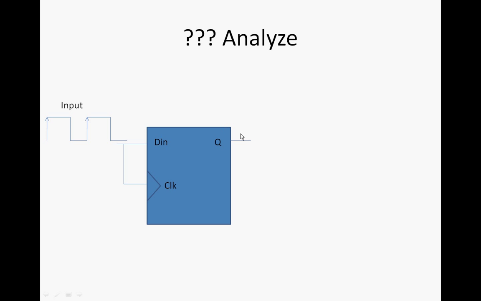Okay, analyze the circuit. What's going on here? The D and the clock inputs are shorted, so my clock would be exactly the same as the input. So at my clock input, the setup and hold conditions are not met. So the flip-flop is going to operate in a metastable state.